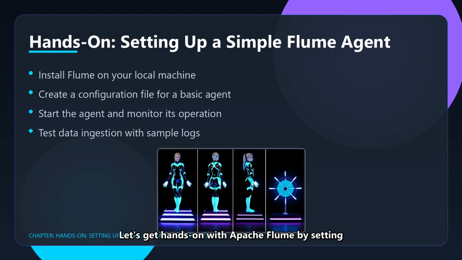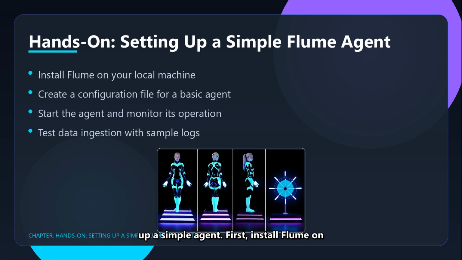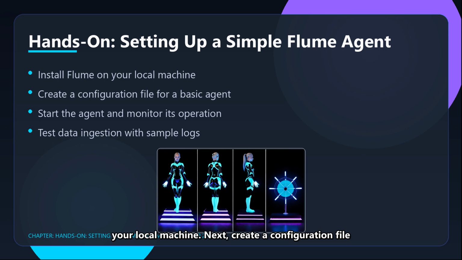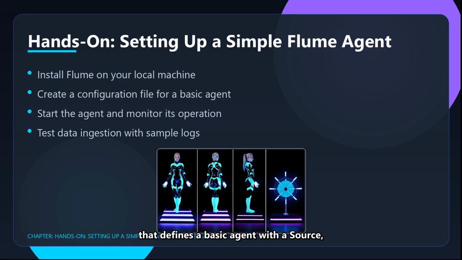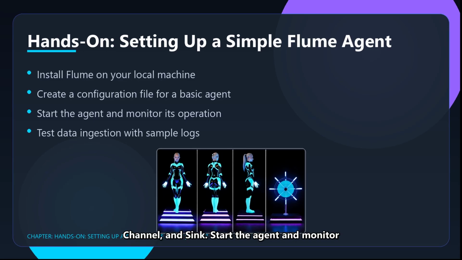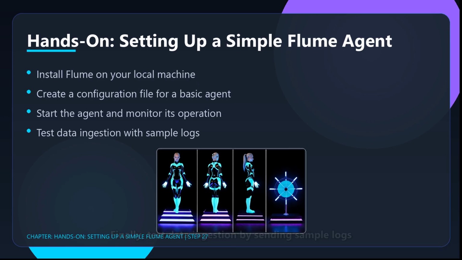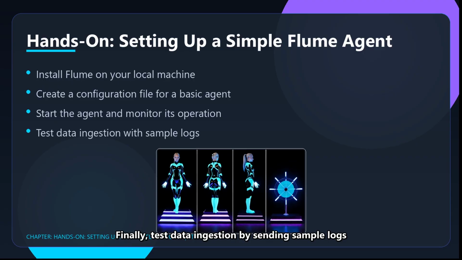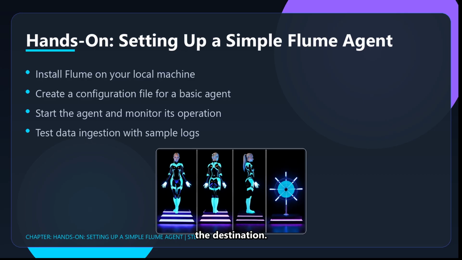Let's get hands-on with Apache Flume by setting up a simple agent. First, install Flume on your local machine. Next, create a configuration file that defines a basic agent with a source, channel, and sink. Start the agent and monitor its operation to ensure everything is working correctly. Finally, test data ingestion by sending sample logs through the agent and verifying that they reach the destination.